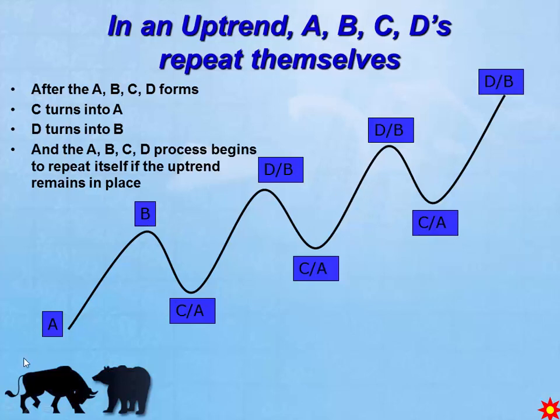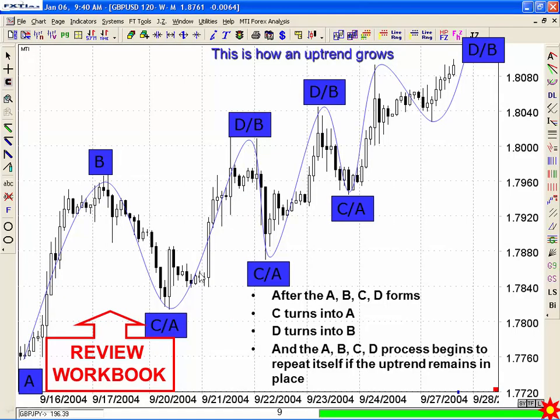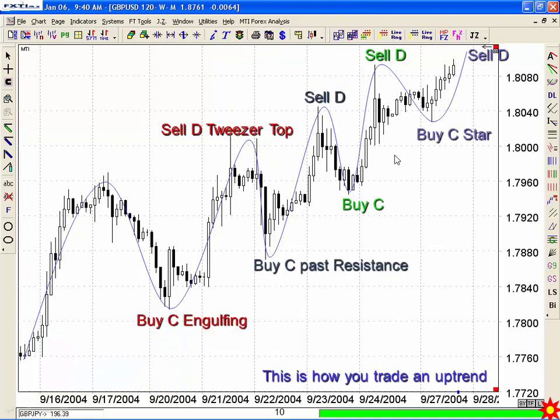And the whole market swing is an ABCD formation, because the C becomes a new A, and the D becomes a new B. And you can see how it goes into the formation.